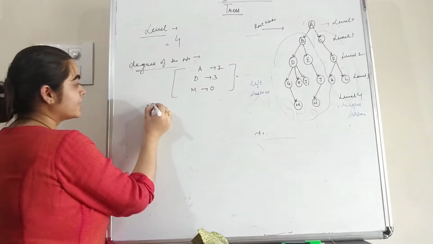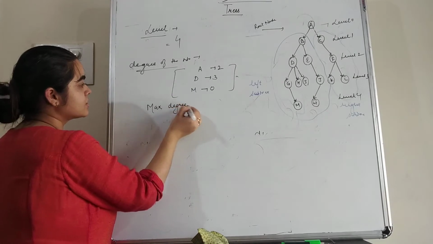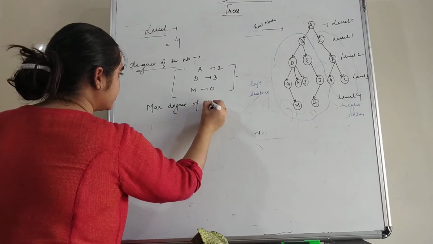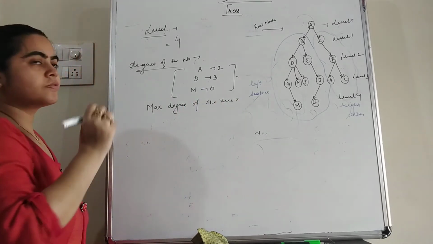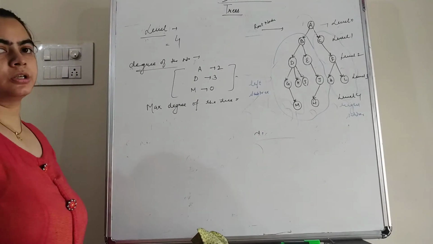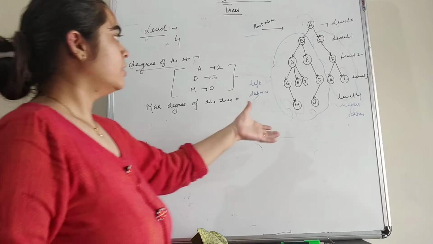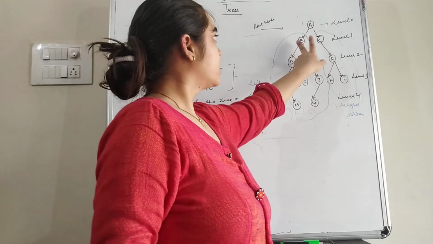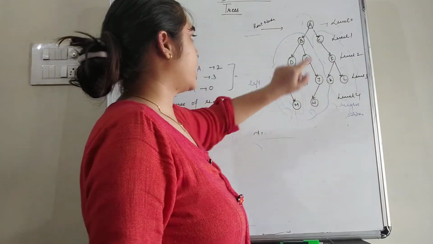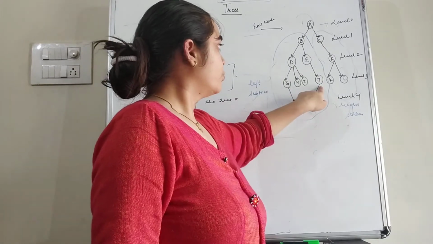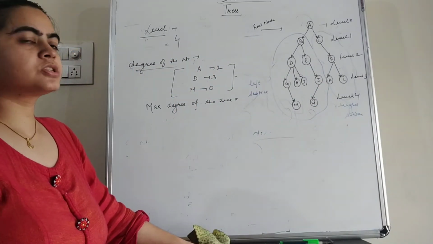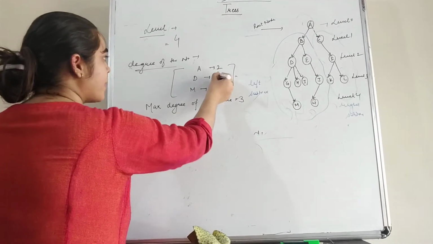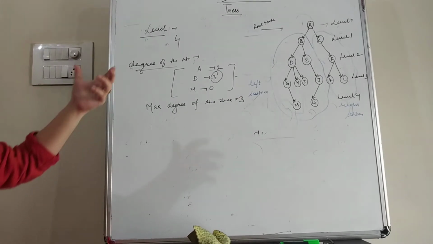Now students, the maximum degree of this tree is the maximum number of children of a particular node. So the maximum degree of the tree means the maximum number of children of any node of this tree. In this tree, the maximum number of nodes connected with any node is only 3. For A there are only 2 children. For B there are only 2 children. For D there are 3 children. For E only 1 child. So the maximum number of children belongs to D. So the degree of this tree is 3.